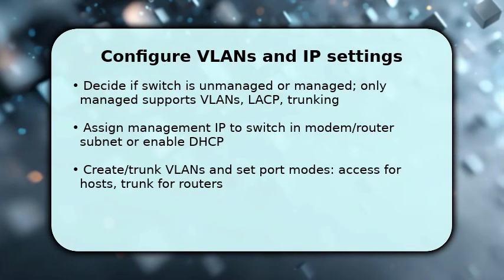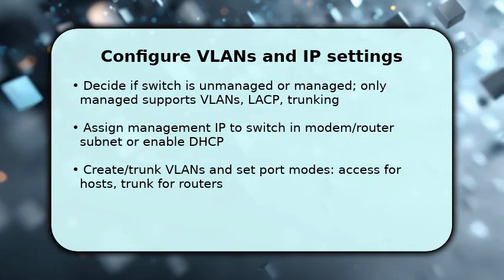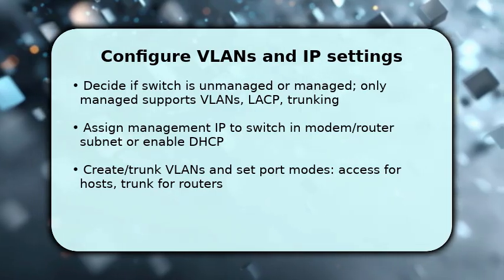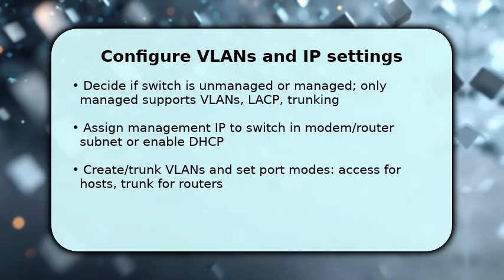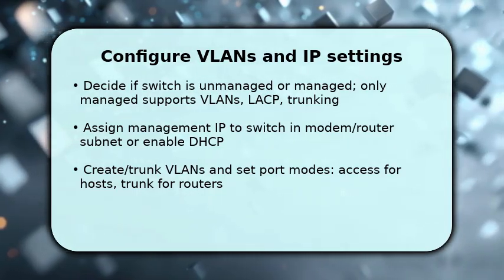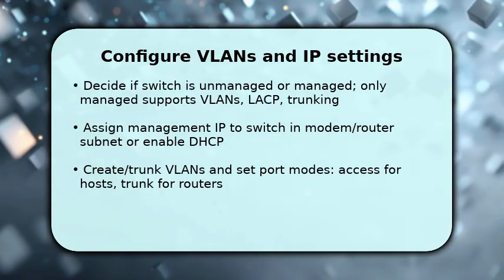Once the physical link is up, determine whether you're using an unmanaged or a managed switch because the next steps differ. If it's managed, assign a management IP within the router subnet or enable DHCP so you can access the web/CLI. This lets you control VLAN and advanced features.